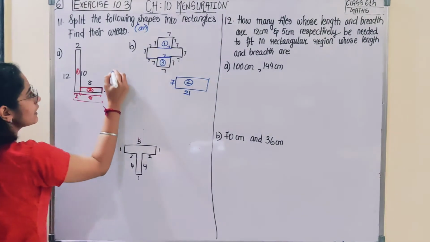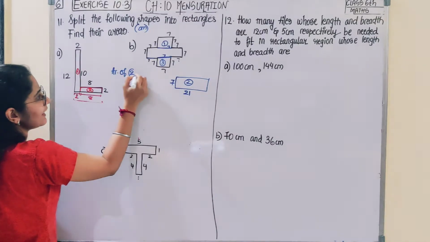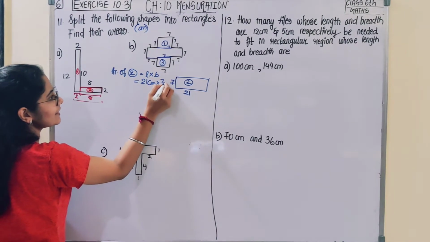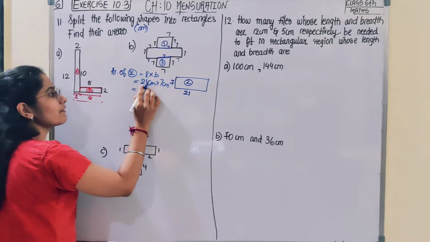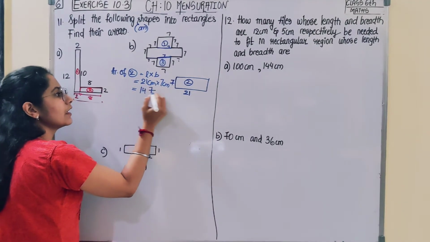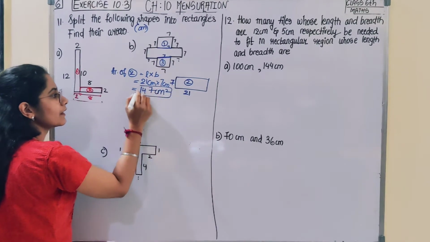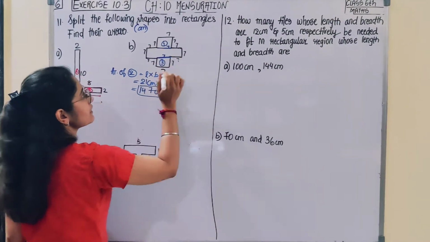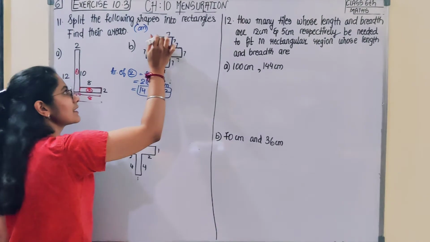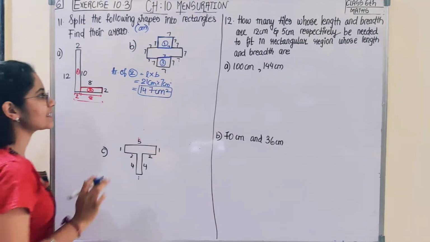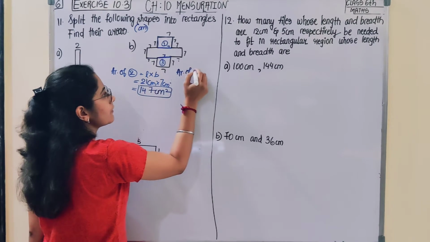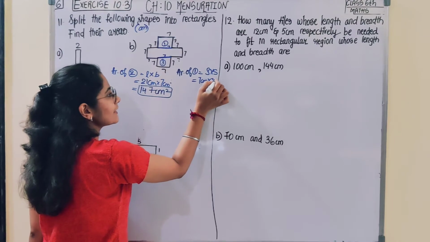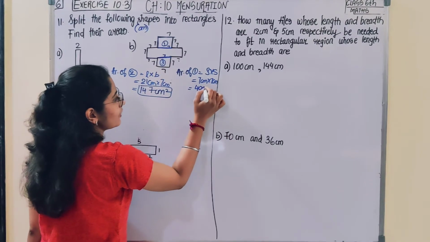So how will I calculate it? Area of second is length into breadth. Length is 21 centimeter, breadth is 7 centimeter. 21 into 7, 7 ones are 7, 7 twos are 14, 147 centimeter square is the area of this portion. Okay, now let us consider first. This is 7, this is 7, this is 7, this is 7, all sides are equal, that is 7 centimeter. So area of first is side into side, 7 centimeter into 7 centimeter, that is 7 sevens are 49 centimeter square.